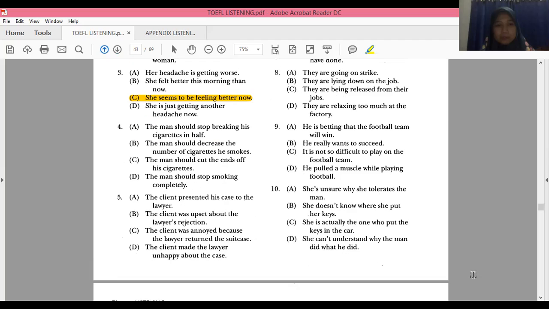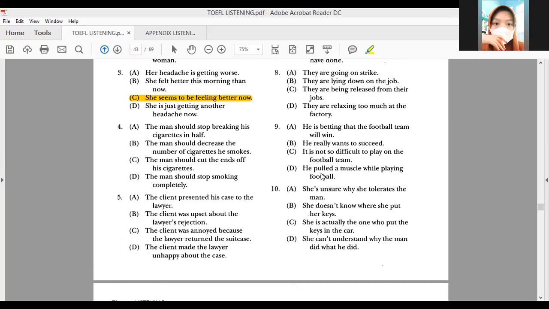Okay, let's see. Number 4, Miss Hoirun. Number 4. I'd like to stop smoking, but it's really hard for me. Well, at least you should try to cut down. What does it mean? Bravo. Bravo, the man should decrease. Iya. Cut down, decrease.